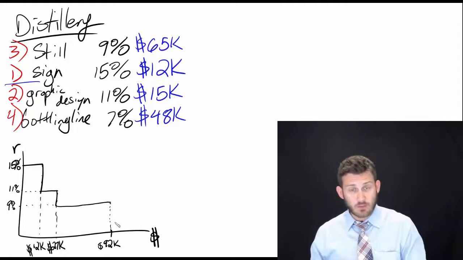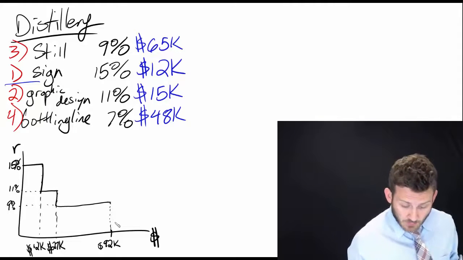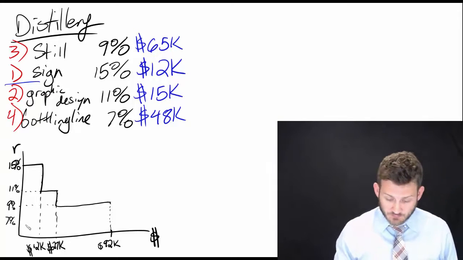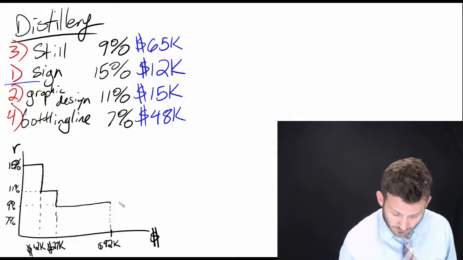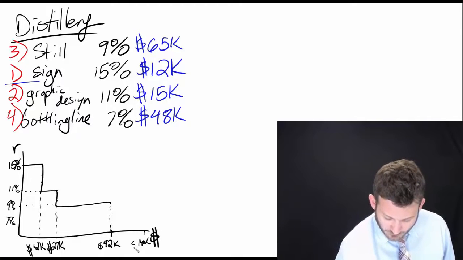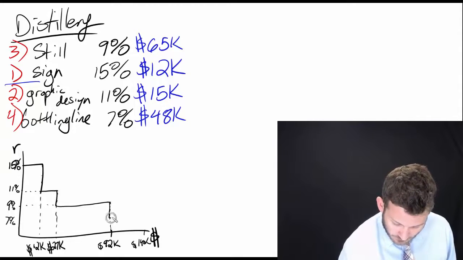And we're stepping down here. Then we have our last project, which is the bottling line, which is going to generate at 7%. Maybe it won't be to scale here, but it's going to be at $140,000 over here.